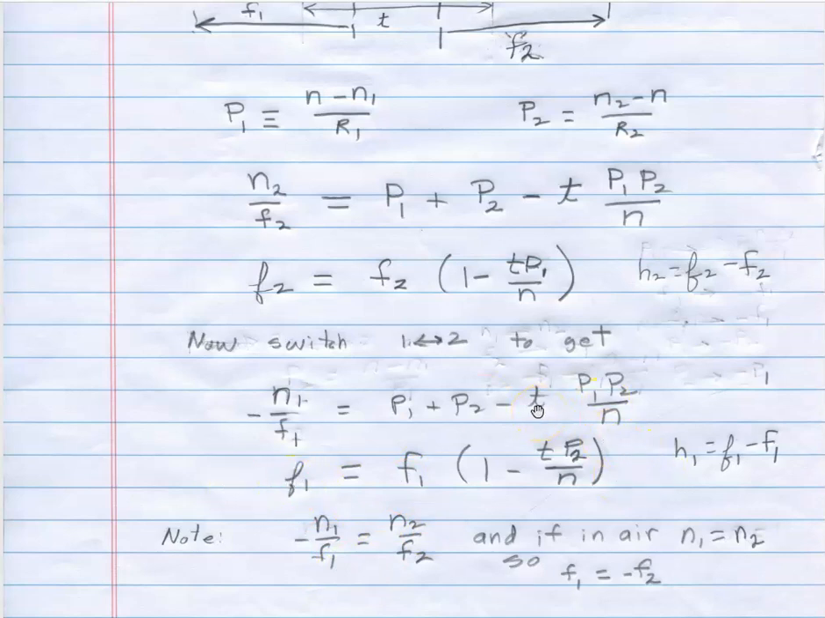Another thing to note is that most of the time you're in air, or maybe you're underwater or something, but usually n1 is equal to n2, and if it is, those will cancel out, and you get f1 is equal to minus f2, the negative sign again because, from the picture above, it's going in that opposite direction toward the negative x direction. So that's the most common case that we'll see.